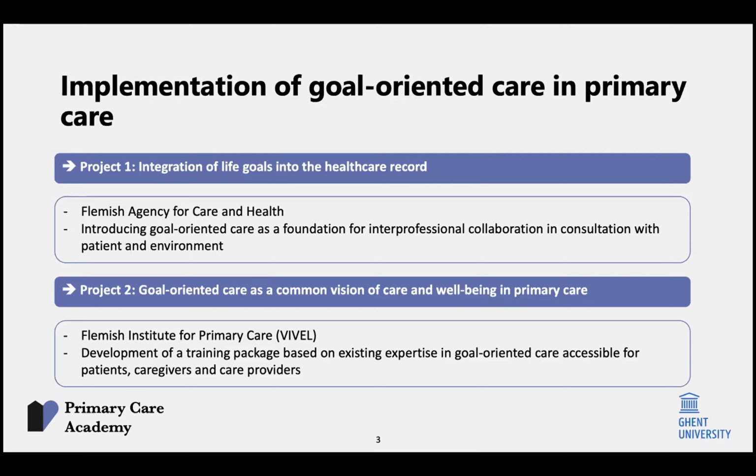Now, before I continue my presentation, I would like to make one important remark: when I'm talking about care, I always mean healthcare and social care. So it's not that we only focus on the medical healthcare, but we think that especially in primary care, it's really important to take a look at healthcare in all its different forms.